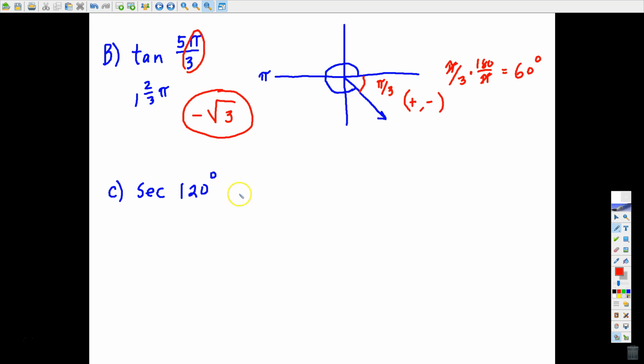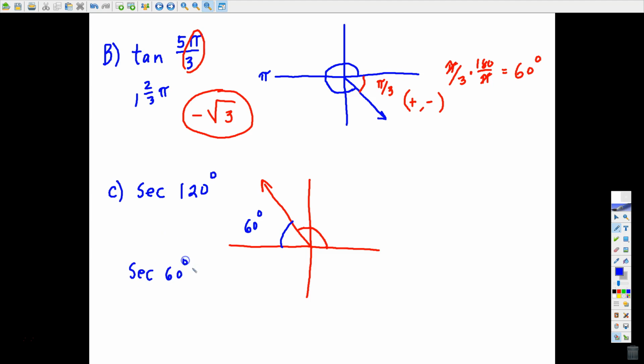Okay, letter C. Let's just do a little picture of what 120 degrees looks like. So here we are at the initial side. We go 90 and then another 30. We use the reference angle, which is this angle here, which would be 60 degrees. Okay, so we're basically going to find our answer by doing secant 60 degrees.